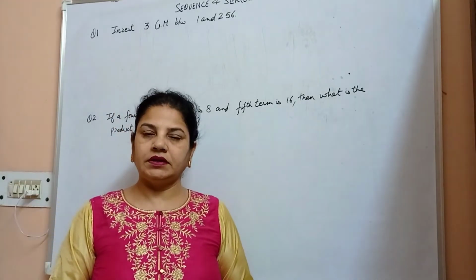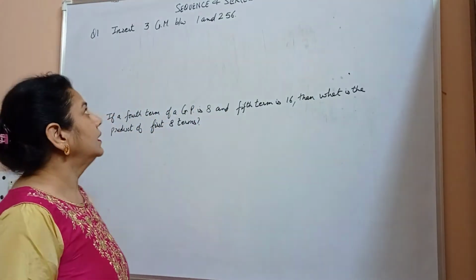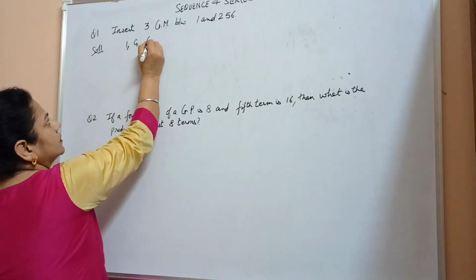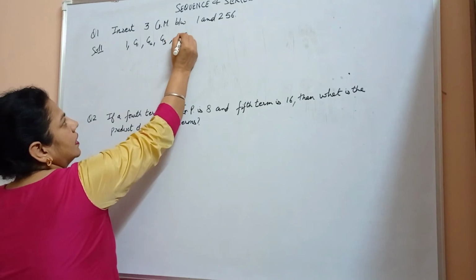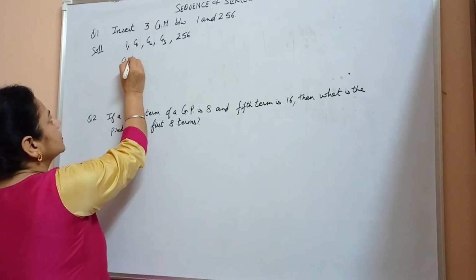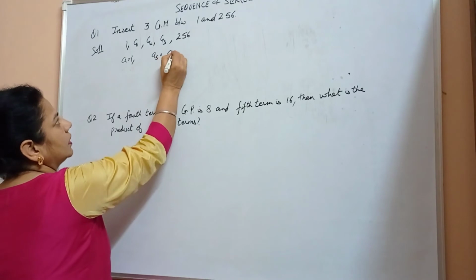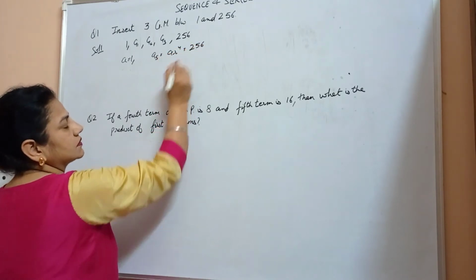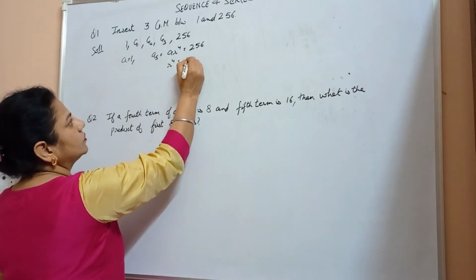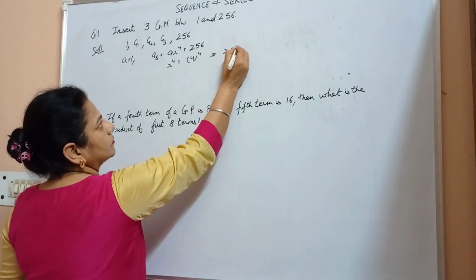Insert 3 geometric means between 1 and 256. Let the 3 geometric means be G1, G2 and G3, and the last term is 256. So the first term here is 1, and counting 1, 2, 3, 4, 5, the fifth term, which is equal to A r to the power 4, is equal to 256. Substitute the value of A, I get r to the power 4 is equal to 256, and 256 is 4 to the power 4. This implies r is equal to 4.